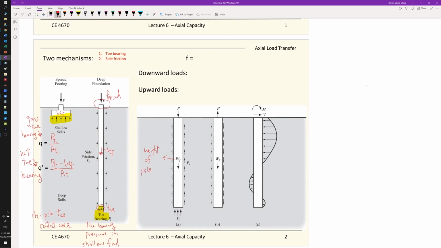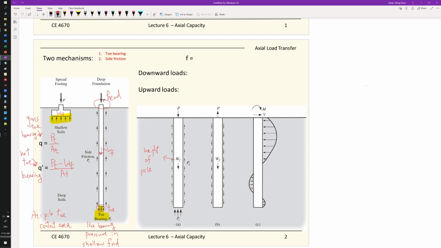So that's what we learned for the first mechanism, the toe bearing. The calculation is straightforward, but finding the loading at the toe could be a little bit tricky. We talk about how to do that, and also we need to be very careful on how much area you consider. We talk about this in later slides too. But the first mechanism, that's how we get the toe bearing capacity.